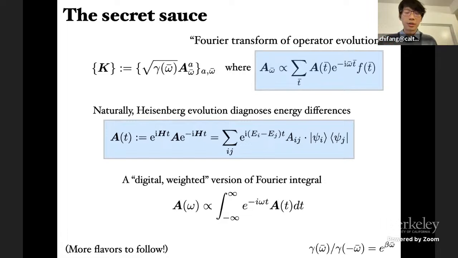So let's look at this very carefully. First, this A of t is defined as the Heisenberg evolution. This is something that you have found in physics textbooks. It's very natural in quantum mechanics. What it does essentially is add phases according to the energy difference. So from here you can explicitly see that this really diagnoses the energy differences. Mathematically, you can think of it as some version of a Fourier integral, but from this continuous case, now you do it discretely, and you also put some weight.